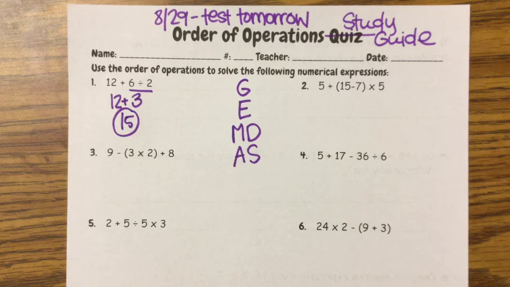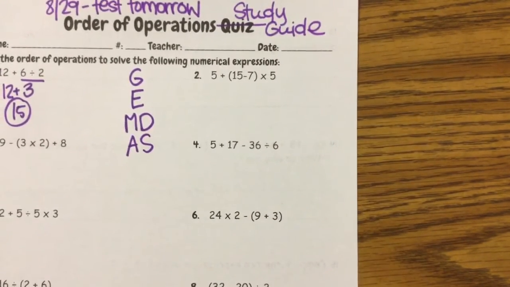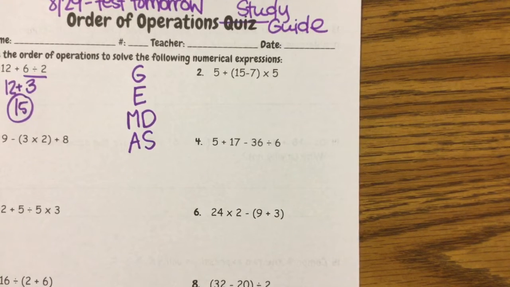Let's go to number 4. I have 5 plus 17 minus 36 divided by 6. What's my first step, John? Your first step is to do what's in the parentheses. On number 4, do I have any parentheses? No, I do not. So I'm already done with that first step.